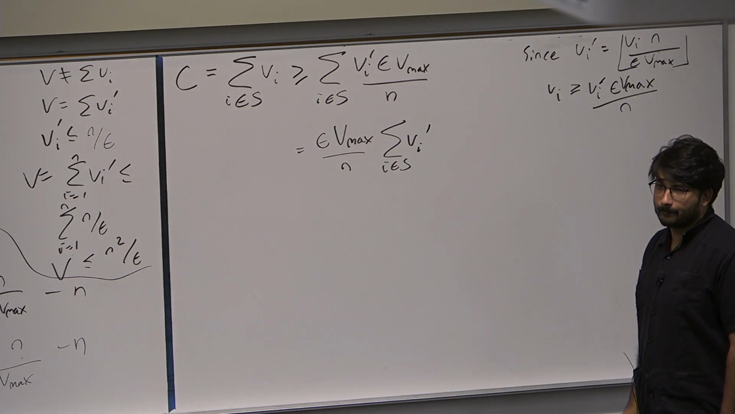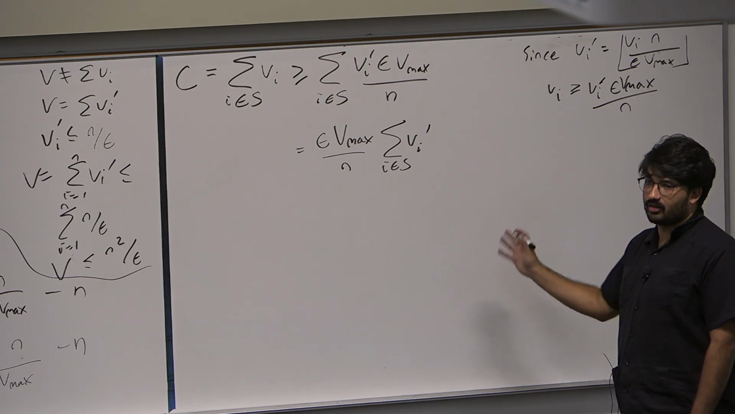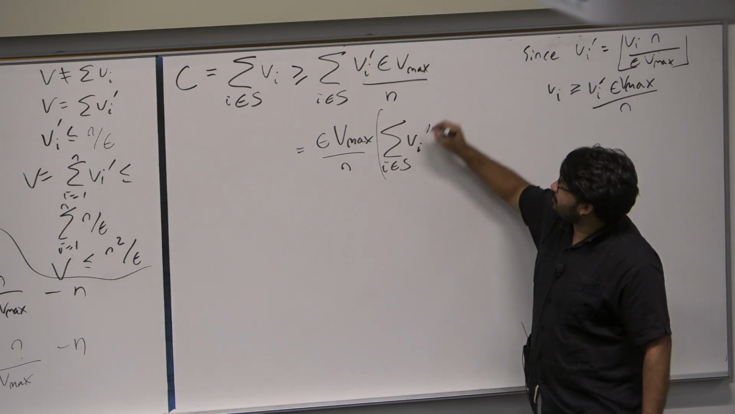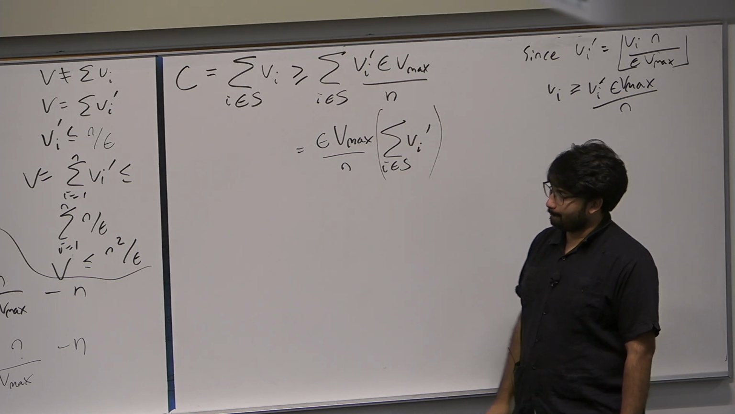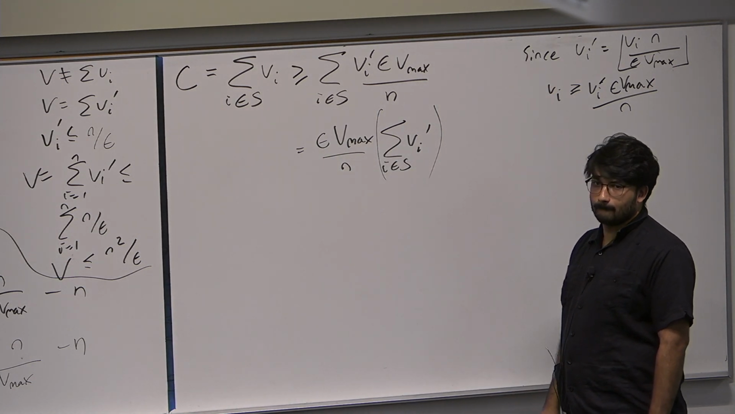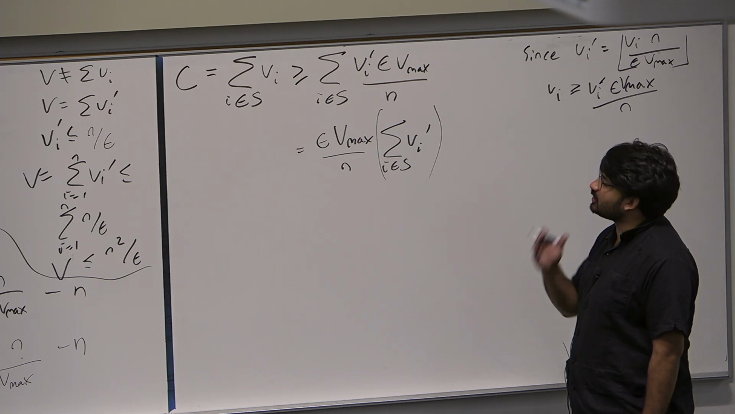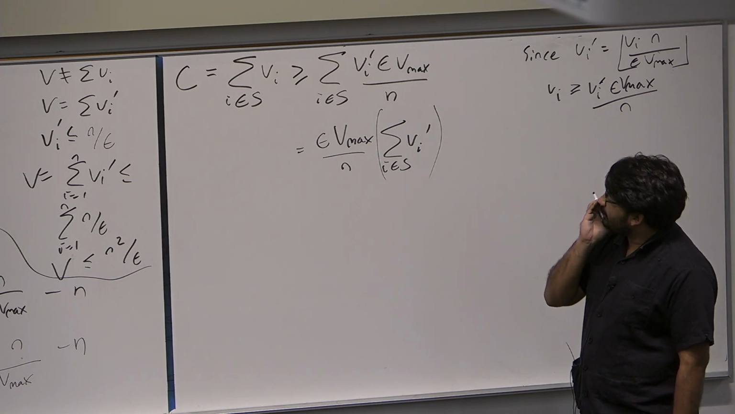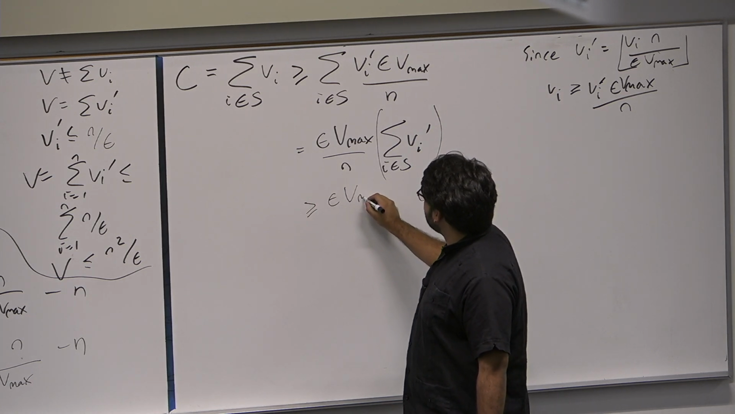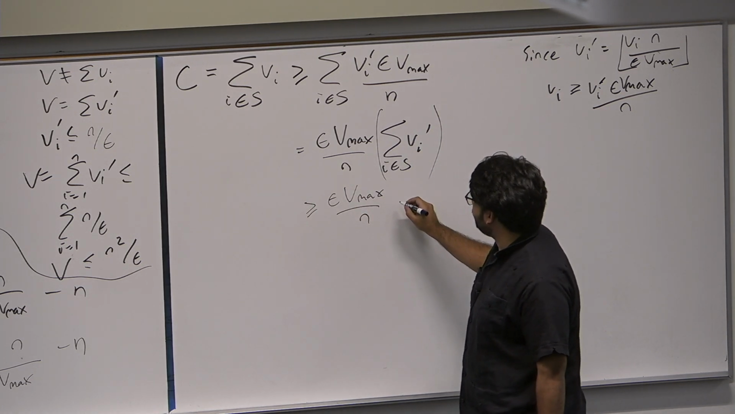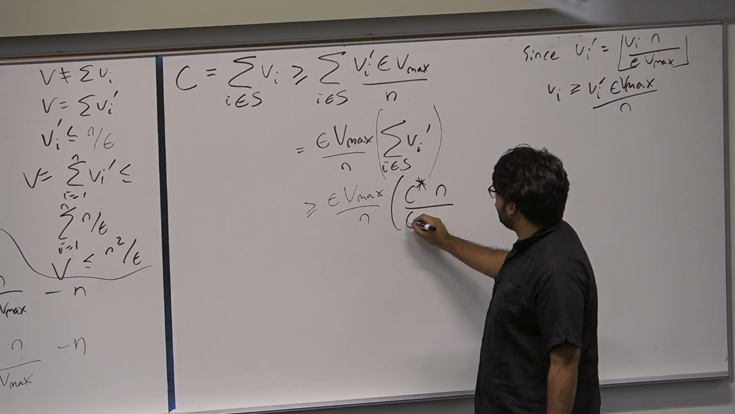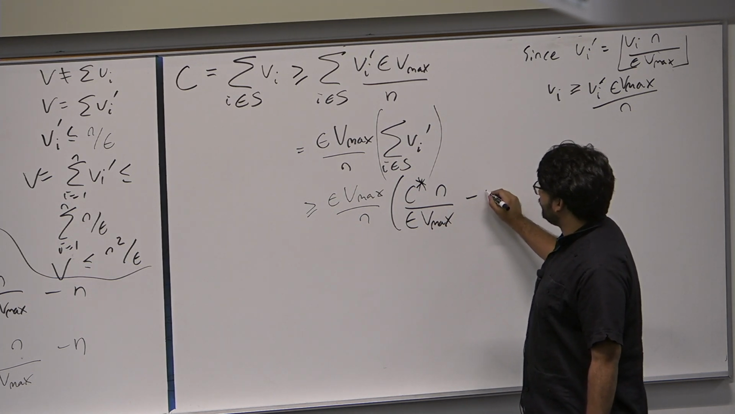Do we agree? Pull non-constant stuff out of there. Stuff that doesn't matter, let's move that out of the sum, right? What do we know about this sum, though? We computed previously that the sum of the proxy values is going to exceed epsilon V max over n times C star n over epsilon V max minus n.